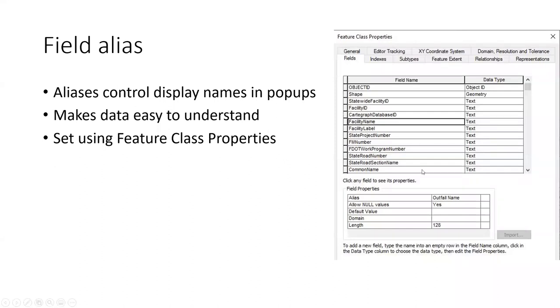Now, you'll notice here I have one that's highlighted. It says facility name. It's selected, right? We're in the feature class properties window. If you look down below, it says field properties, and it shows the alias here: outfall name, right? This is important. Don't skip this step ever, ever, ever. If you don't put an alias there, what's going to happen is it's going to show the database name for that column everywhere you do any kind of query, right? Every time you publish a service, that's what it's going to use.